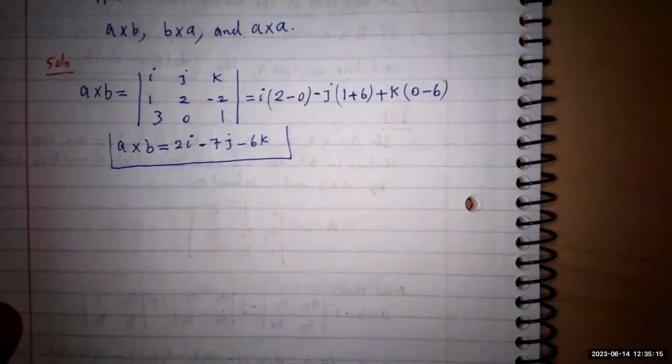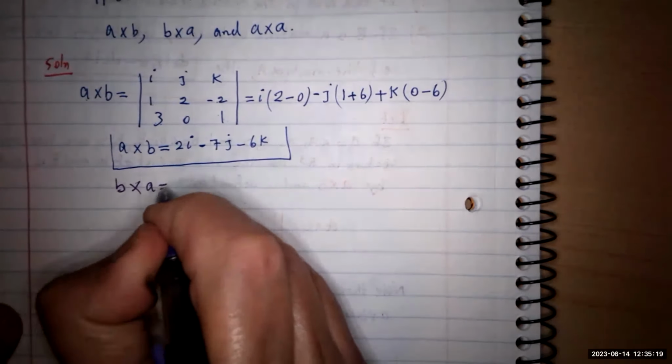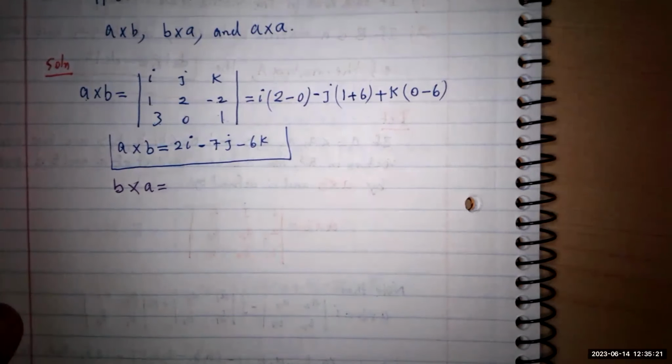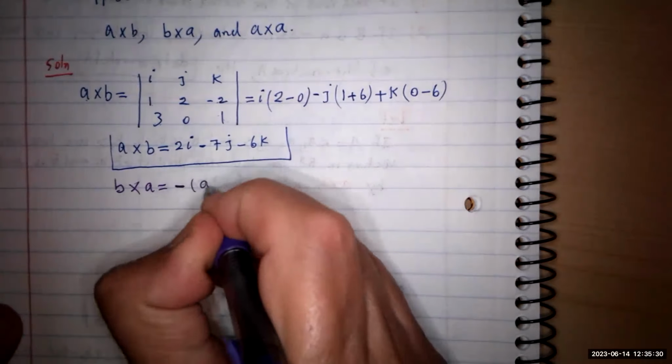Okay, now you want to find B cross A. We already talked about it. B cross A means you switch two rows. If you switch two rows, this would be the opposite of the other one, minus A cross B.